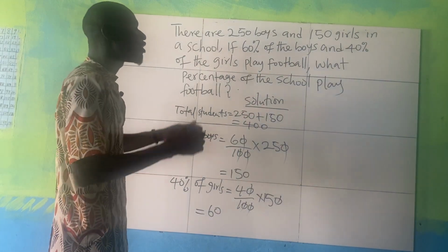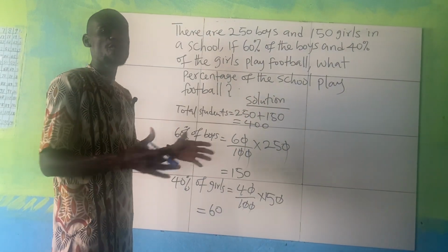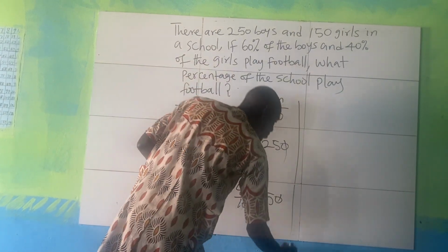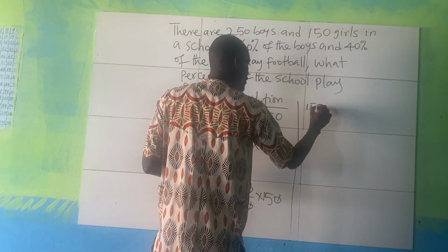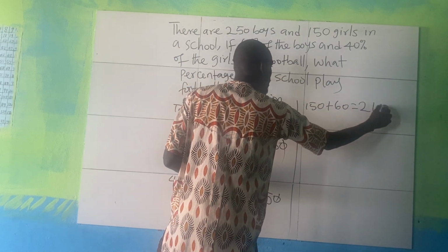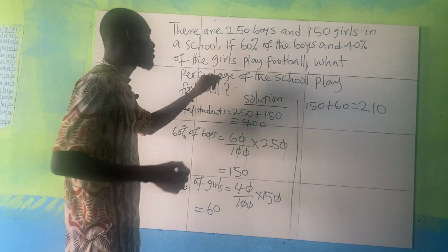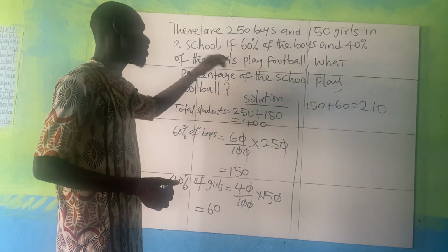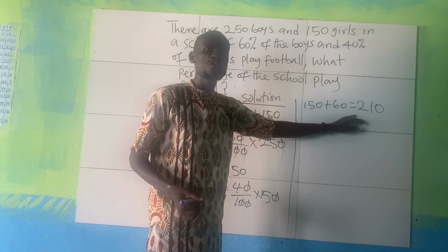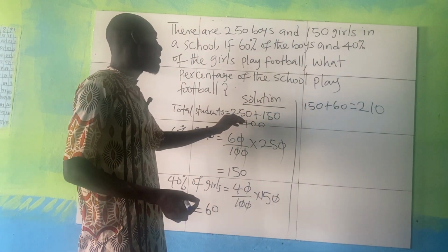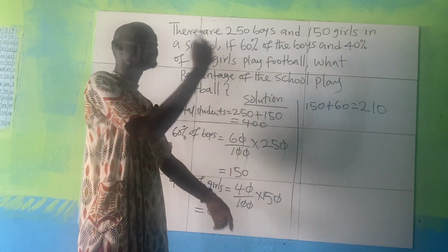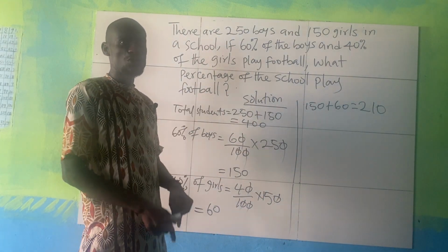Alright, now the total number of students involved in playing the game will be 150 plus 60, which is equal to 210. Now to get the percentage, it will be the total number of students that were involved in playing football over the total number of students in the school.